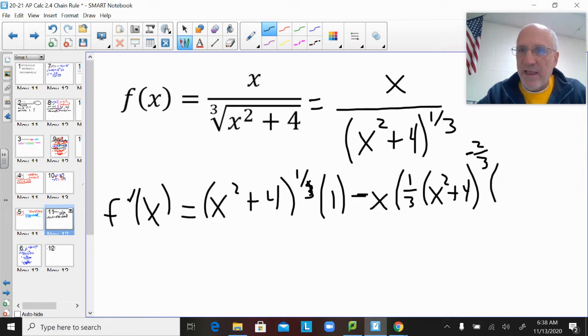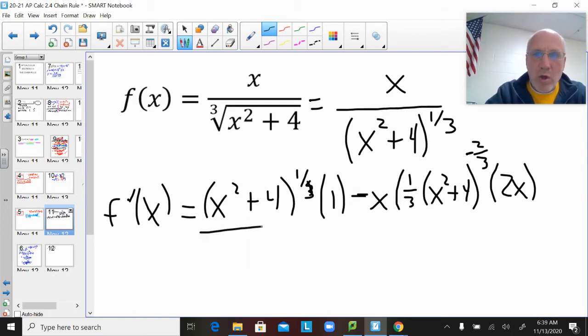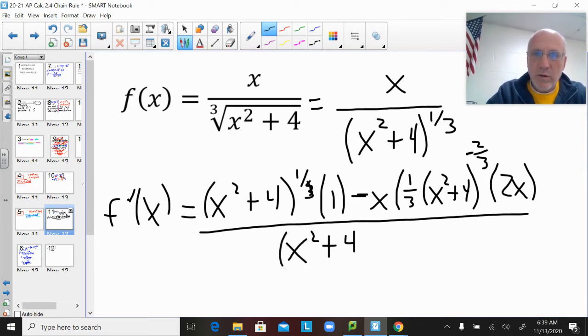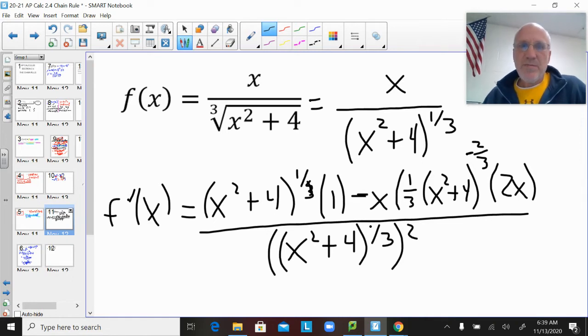And then the chain rule says times the derivative of the inside. Well, that derivative of x squared plus 4 is 2x. Now that I finish, I got bottom derivative of the top minus top derivative of the bottom all over the bottom squared, which is x squared plus 4 to the 1/3 squared. So there, I quotient ruled it. Okay.